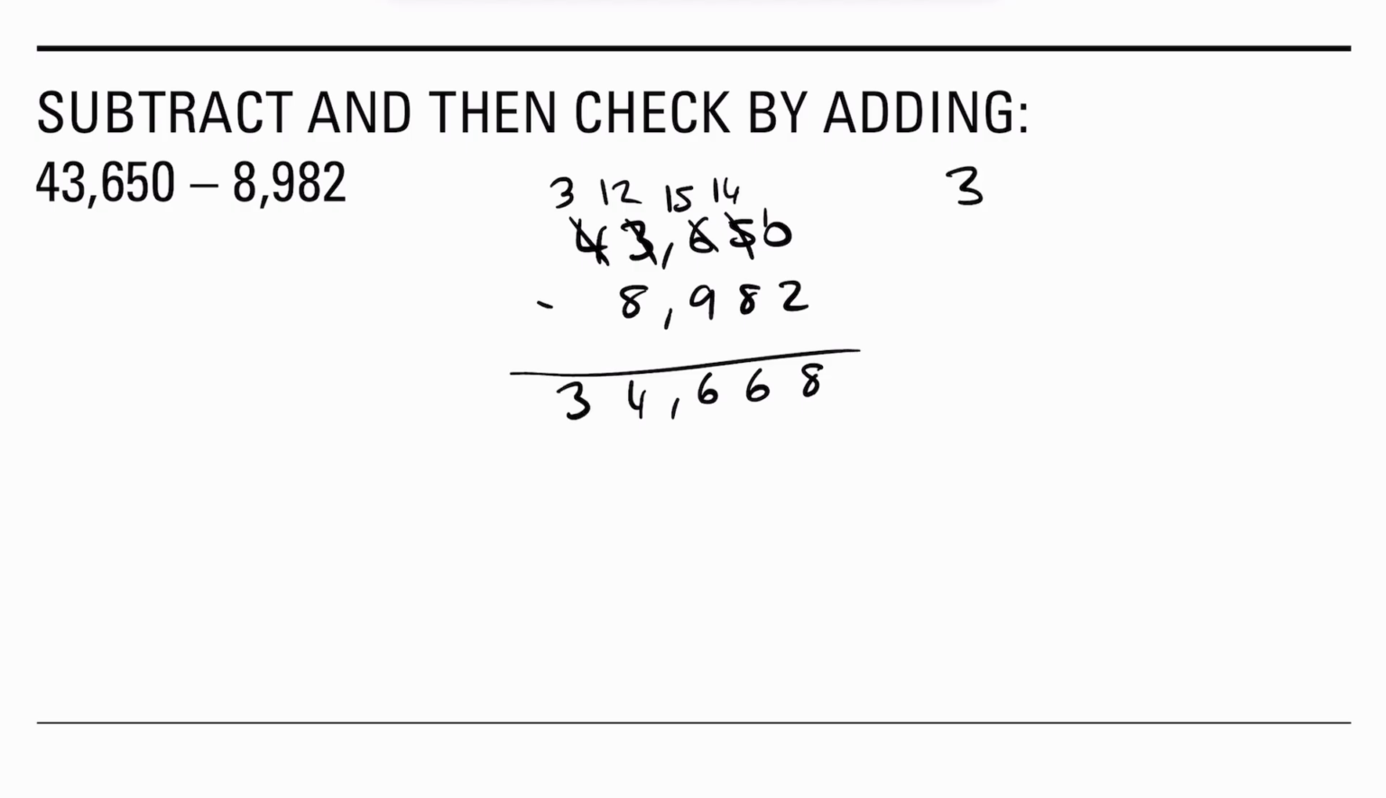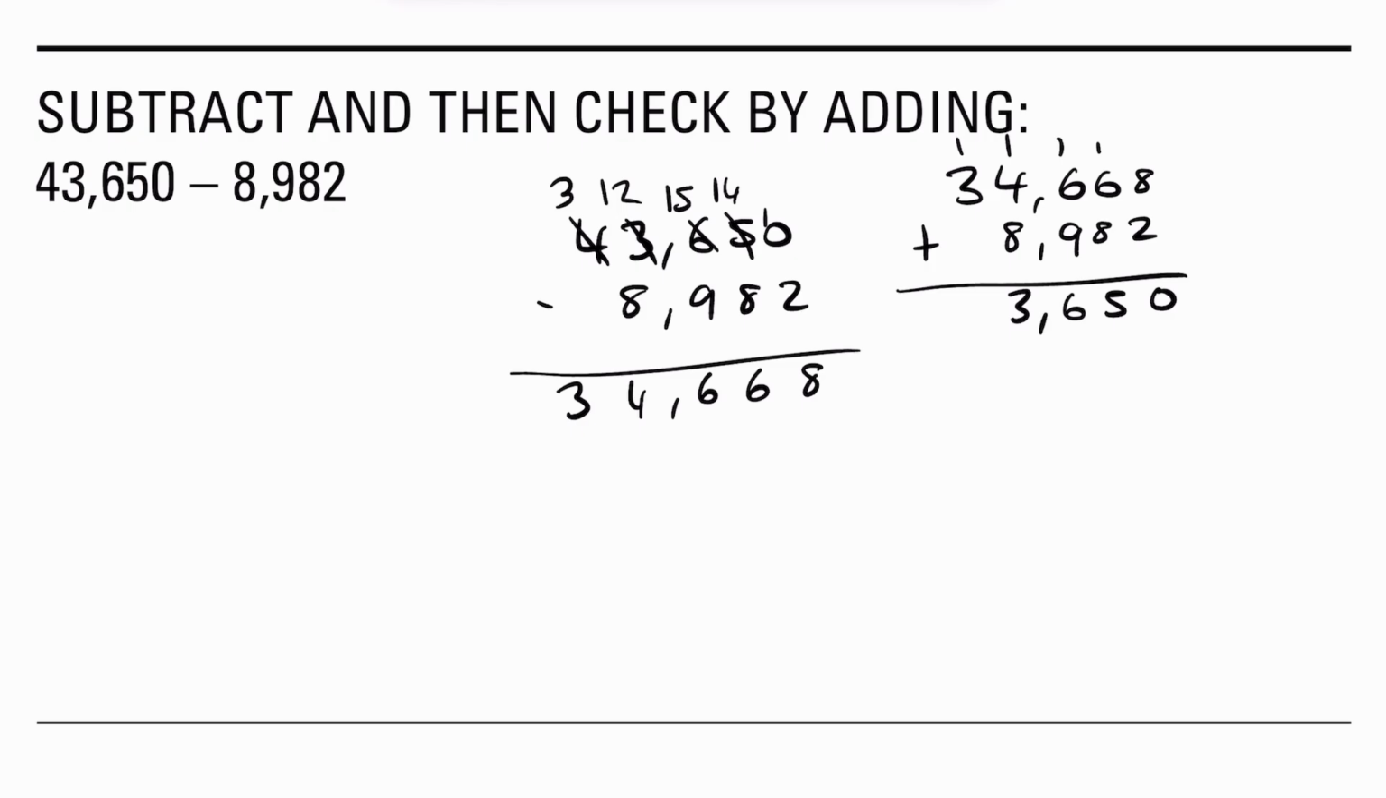34,668. And so 34,668 plus 8,982. And so 8 plus 2 is 10. 1 plus 6 is 7, plus 8 is 15. 1 plus 6 is 7, plus 9 is 16. And then 1 plus 4 is 5, plus 8 is 13. And then 1 plus 3 is 4. And so we get 43,650 back, which is the other number.